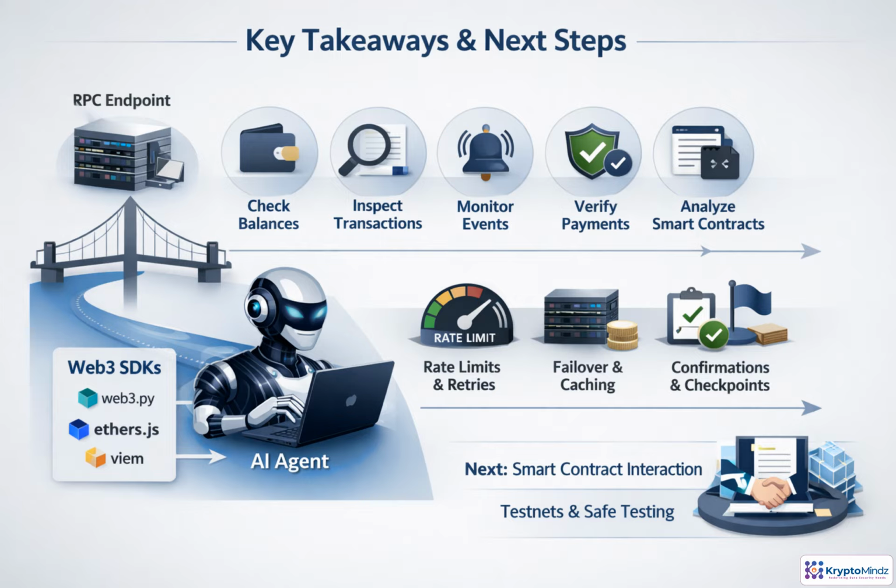The big idea is simple. Before agents act on-chain, they must read on-chain reliably. RPC endpoints connect them to blockchain data, and SDKs make those reads practical. Strong agents handle limits, retries, failover, caching, confirmations, and checkpoints. Next, we move from observing state to interacting with smart contracts.